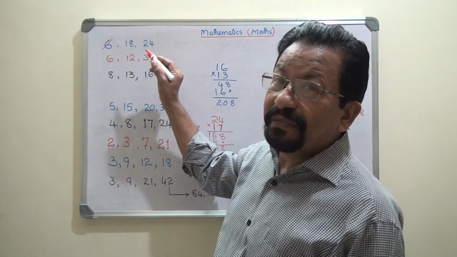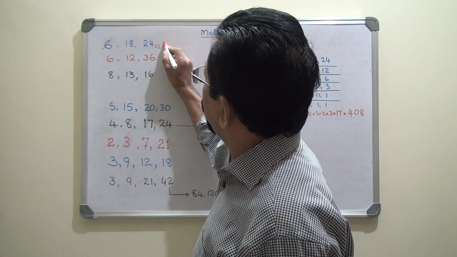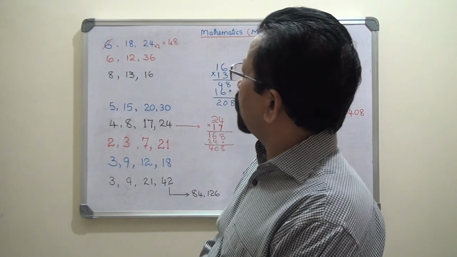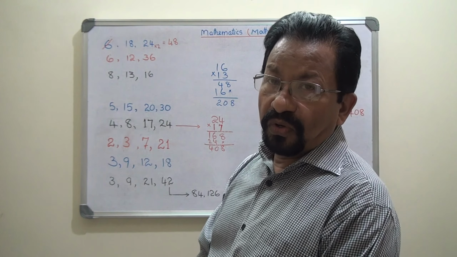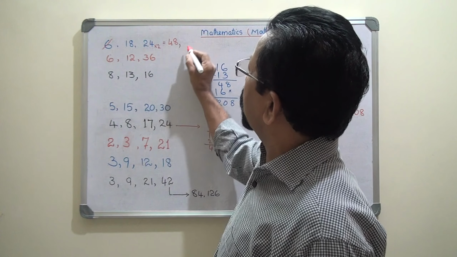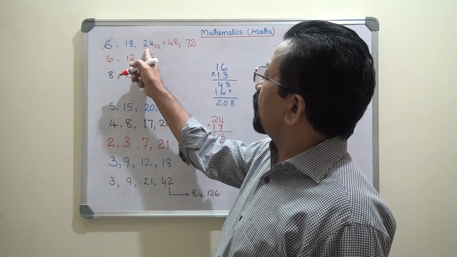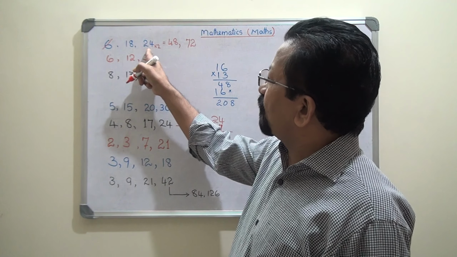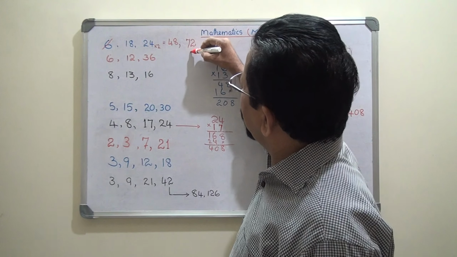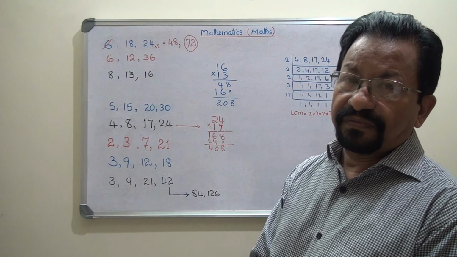What is the next multiple of 24? 24 one time is 24. 24 two times is 48. Is 18 a factor of 48? No. Then take the next multiple. Third multiple of 24, that is 72. Is 72 a multiple of 24? Yes. 24 three times is 72. Therefore, 72 is the LCM of 6, 18 and 24.